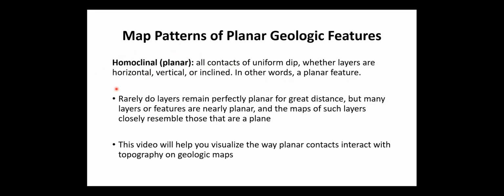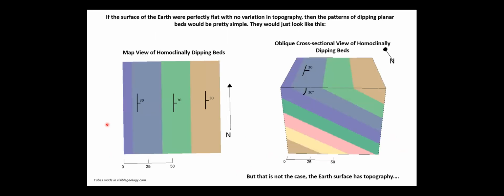Just to add a caveat to that, though, rarely do layers remain perfectly planar for great distances. They can be curved or slightly curved or corrugated, but many layers or features are nearly planar, and that's what we mostly care about. And so the maps of these types of layers are going to closely resemble the map patterns of those that are a true perfect plane. So the point of this video is to help you visualize the way planar contacts intersect with topography on geologic maps.